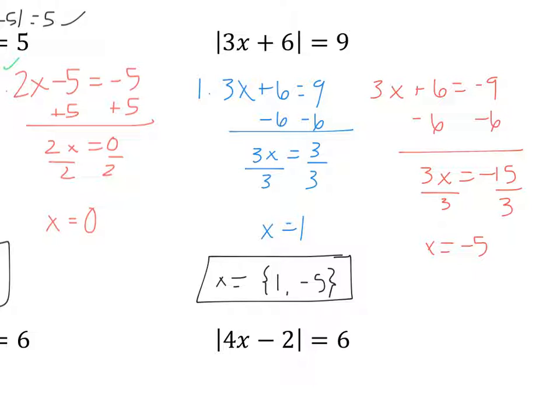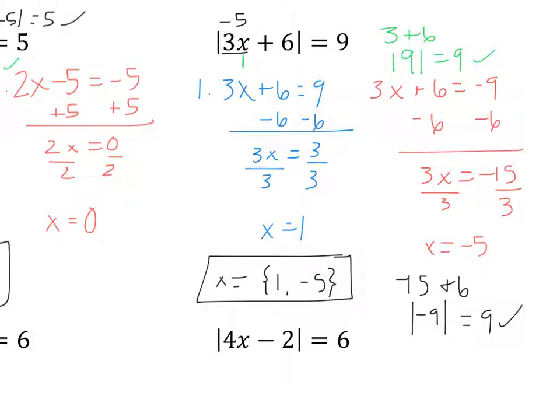But let's double check our work here. So if I plug in 1, 1 times 3 is 3. So I'll write that over here to the right. So 3 plus 6 is 9. And is the absolute value of 9 equal to 9? Yes, it is. And then if I plug in negative 5, 3 times negative 5, and I'll write this down here, is negative 15 plus 6 is negative 9. And is the absolute value of that equal to 9? It is. So we know that we're right.